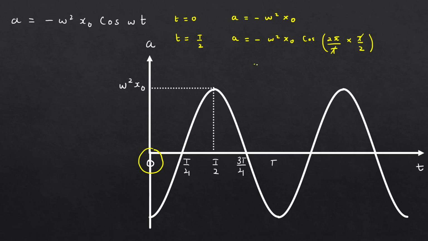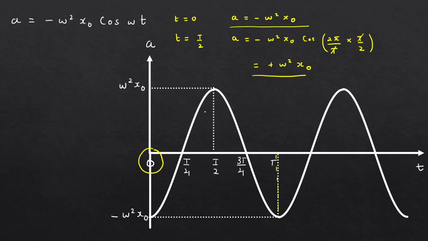The T cancels out, so you end up with cos pi, which is plus 1, so you have plus omega squared x naught. Okay, and then you have again, at t equal to capital T, minus omega squared x naught. So remember, at t equal to 0, a equals minus omega squared x naught. At t equal to T by 2, a is equal to omega squared x naught. And at t equal to capital T, a is equal to minus omega squared x naught.